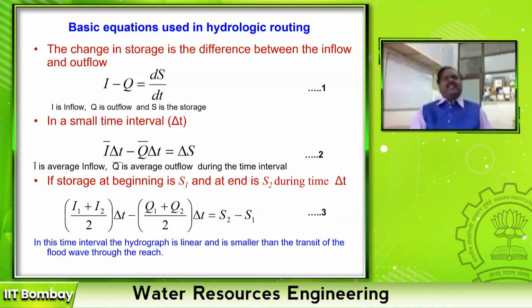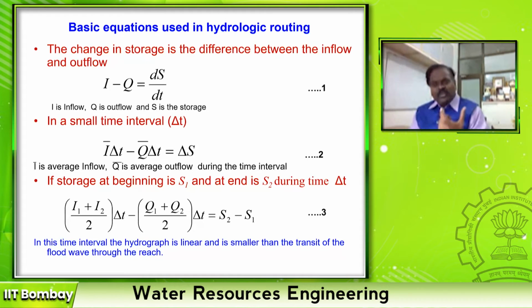Right? So this is the basic hydrologic equation. It's nothing but input minus output is change in storage. I is the input. What is the input for reservoir? Inflow into the dam. And Q is outflow from the dam. Then the remaining is change in storage. It may not be instantaneous. It is over a period of time, delta T.